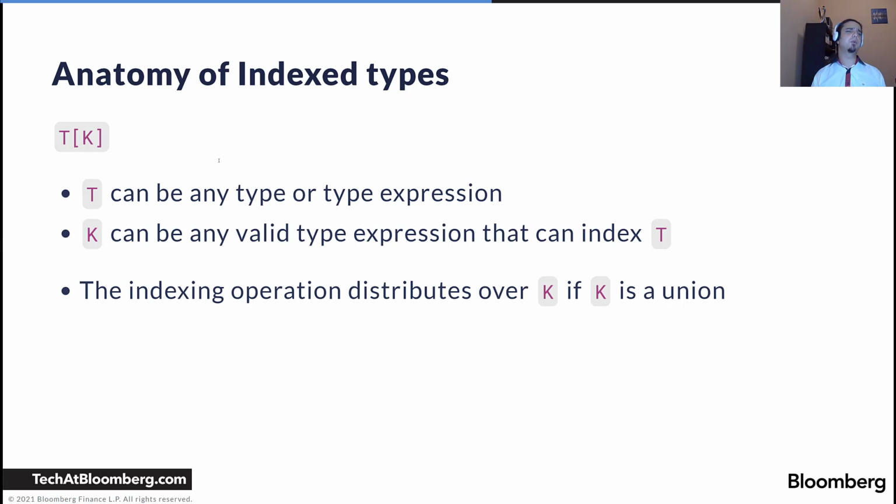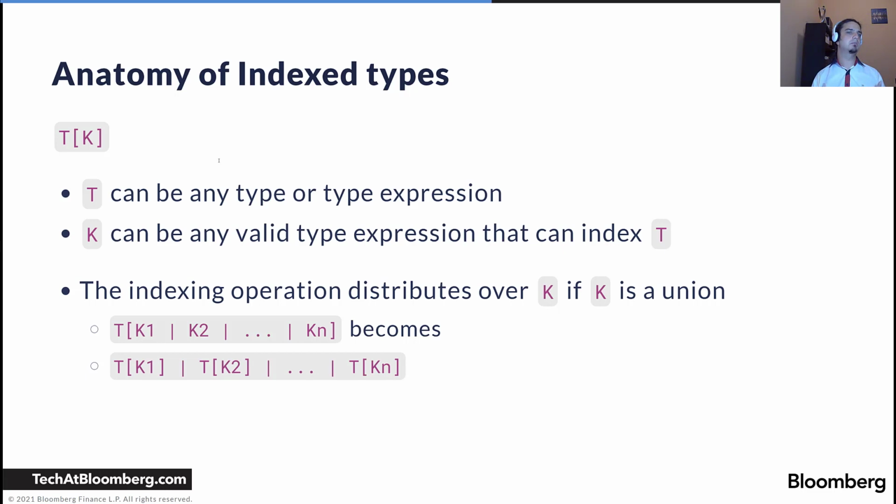Now, one interesting property of the indexing operation is that it distributes over K if K is a union. So what does this mean? If we have an indexing operation that is indexing with a union, so for example we have T[K1 | K2 | ... | Kn], well, this actually becomes T[K1] | T[K2] | ... | T[Kn].